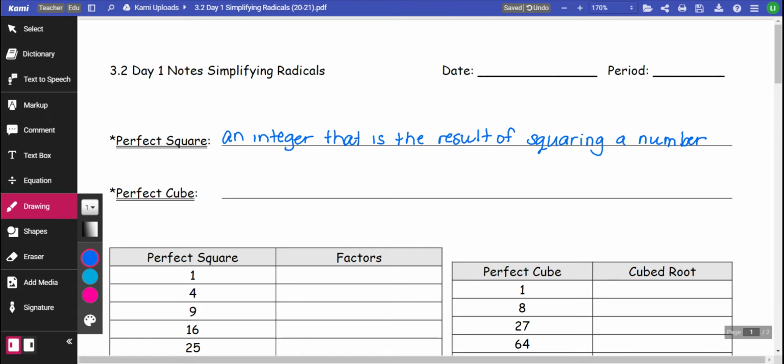So a perfect cube, following along those same lines, is an integer that is the result of cubing a number. Okay, so integers are whole numbers. Our perfect squares are always going to be positive, as well as our perfect cubes.